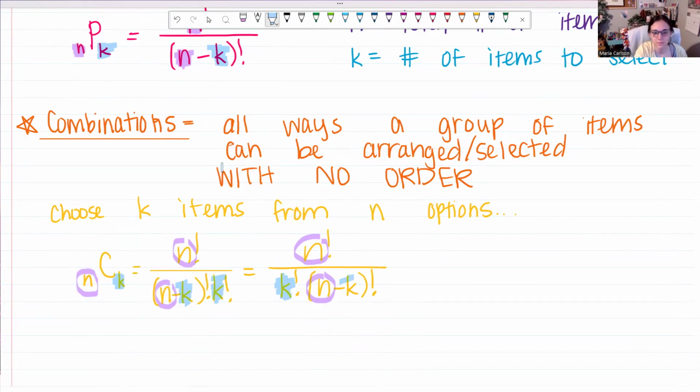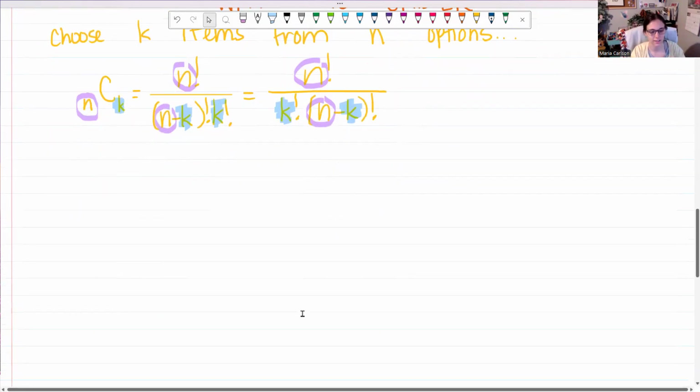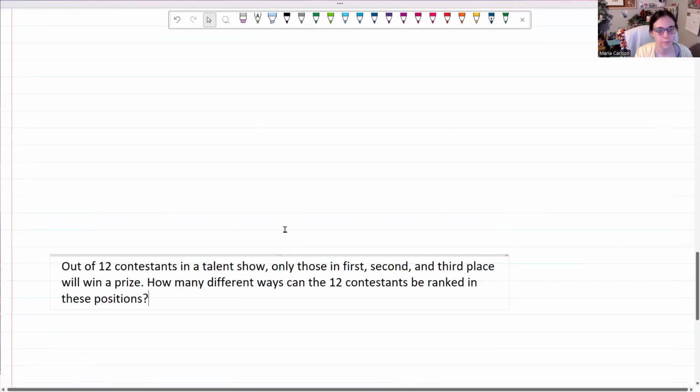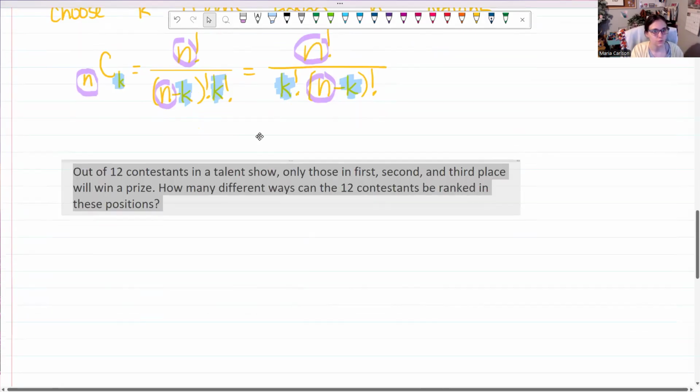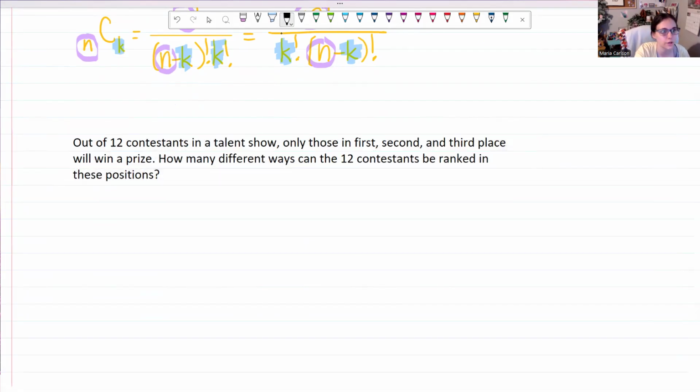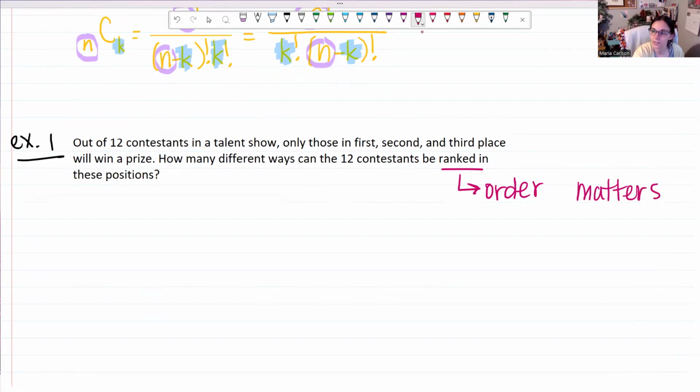All right. So let's look at some examples using all this, because this kind of means nothing until you see it in action. First example: out of 12 contestants in a talent show, only those in first, second, and third place will win a prize. How many different ways can the 12 contestants be ranked in these positions? What I notice is these are going to be ranked, meaning the order matters. We have a first, a second, and a third. So I want to use permutation.